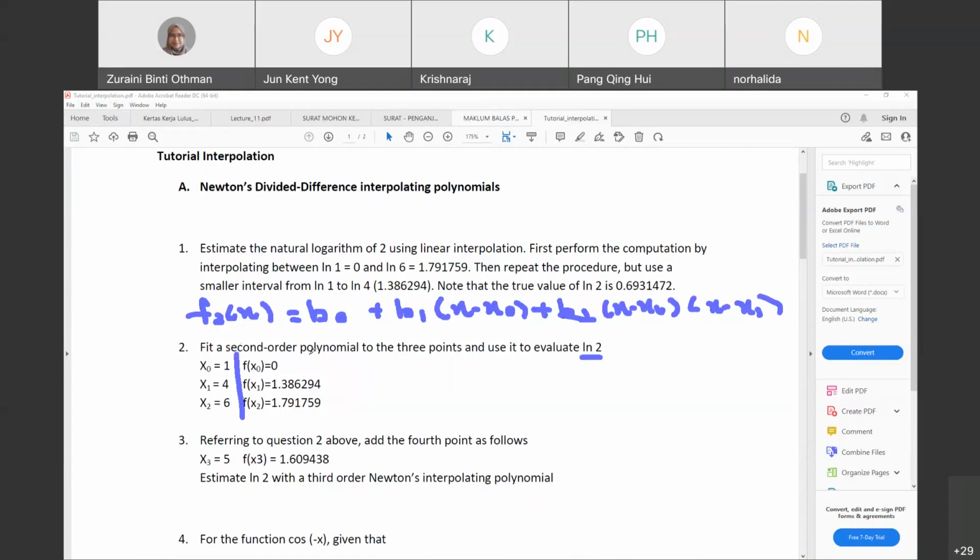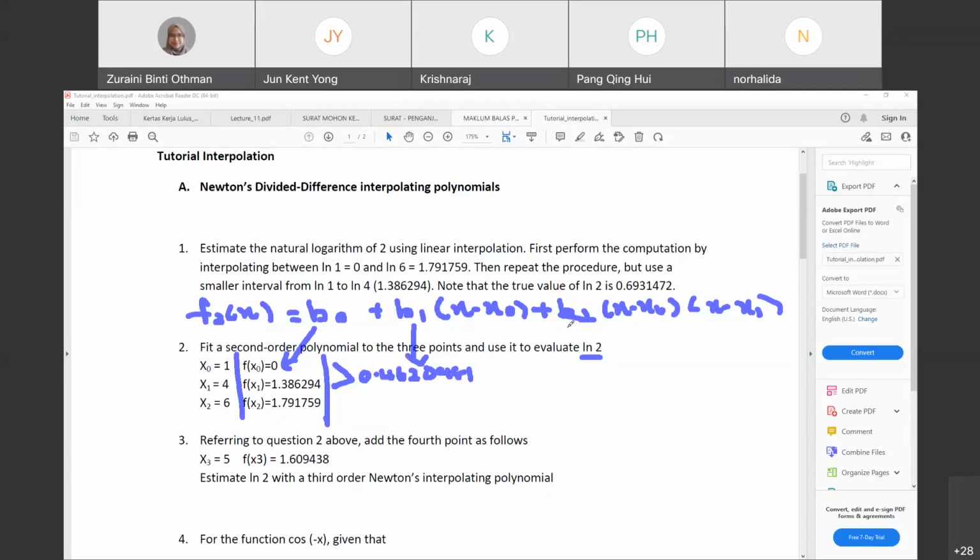Okay, anggapkan yang ni kita punya table lah tadi. Okay, so kat sini kita dah dapat B0 kita, ni ialah B0 kita kosong. And B1 kita ialah apa? B1 kita kena cari these two, which is 1.386 bahagi dengan 3, 4 tolak 1, right? So kat situ kita dapat, okay saya bagi jawapan lah, 0.4620981. Okay, lepas tu this is our B1.